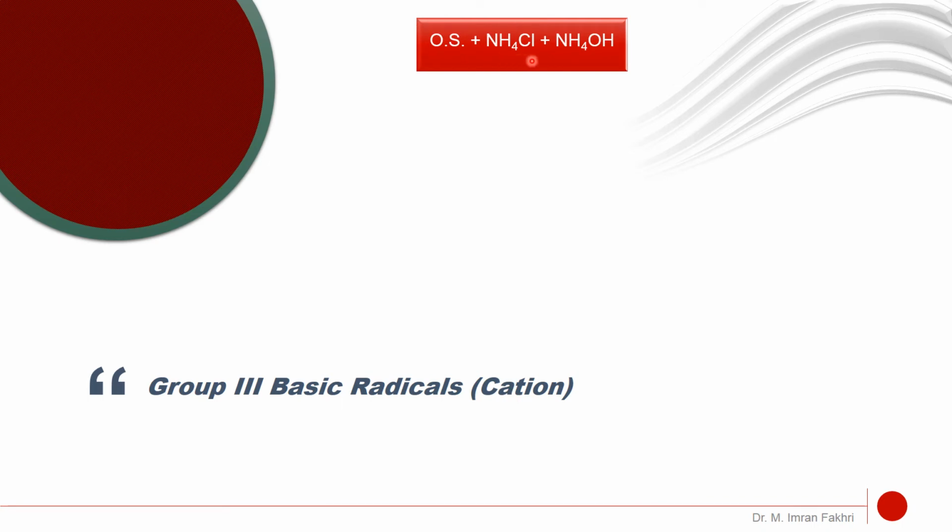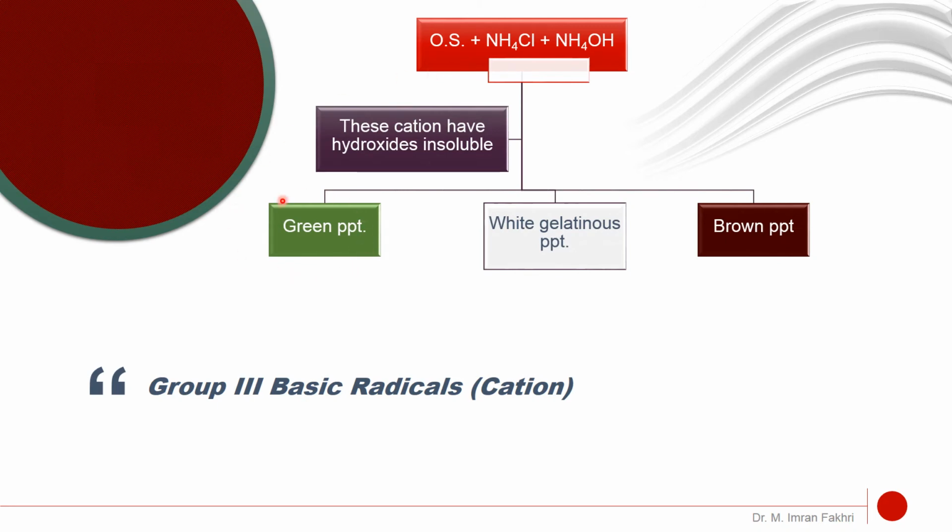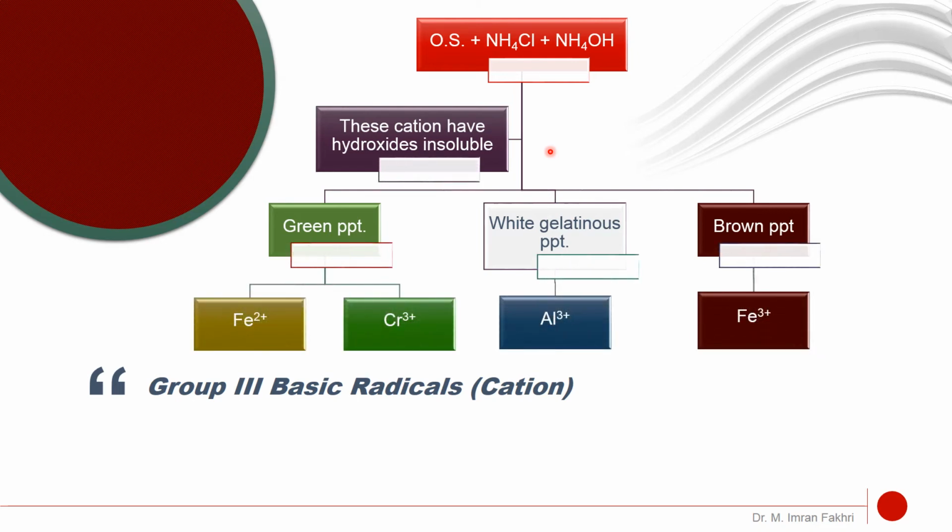With the addition of ammonium chloride and ammonium hydroxide to the original solution, we are going to obtain green precipitate, white precipitate, or brown precipitate, if the cations of the third group are present. If green precipitate is obtained, we may have Fe2 positive ion and chromium 3 positive ion. If white precipitate is obtained, then aluminum 3 positive ion may be present in the given salt. If brown precipitate is obtained, we may have Fe3 positive ion present in our given salt.